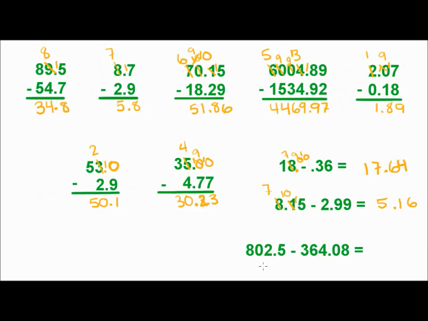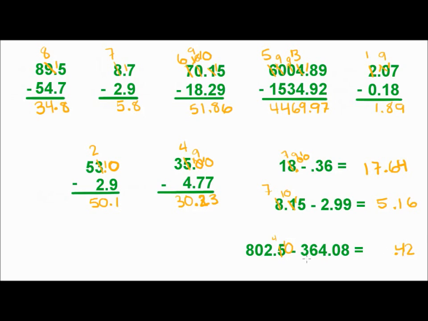Now over here, we have only one decimal place, and then now we have 2 decimal points. So we need to add an imaginary 0. So 0 minus 8, we have to borrow from the 5, make it a 4, make that a 10. 10 minus 8 is 2. 4 minus 0 is 4.